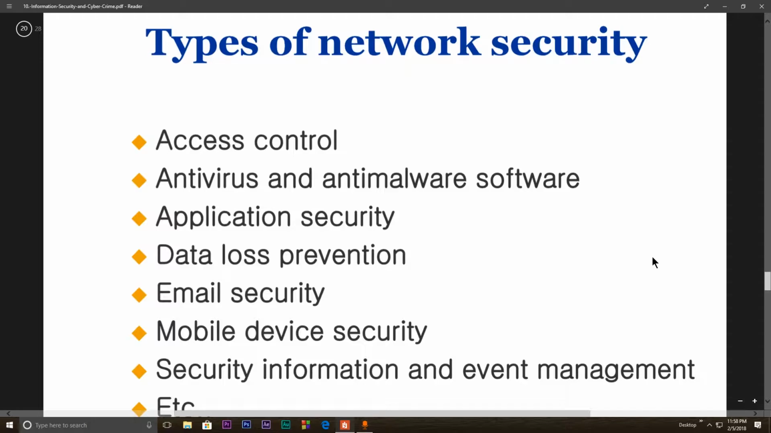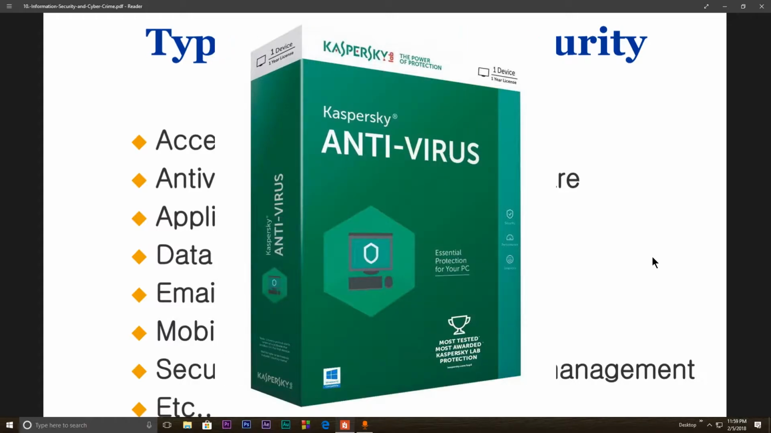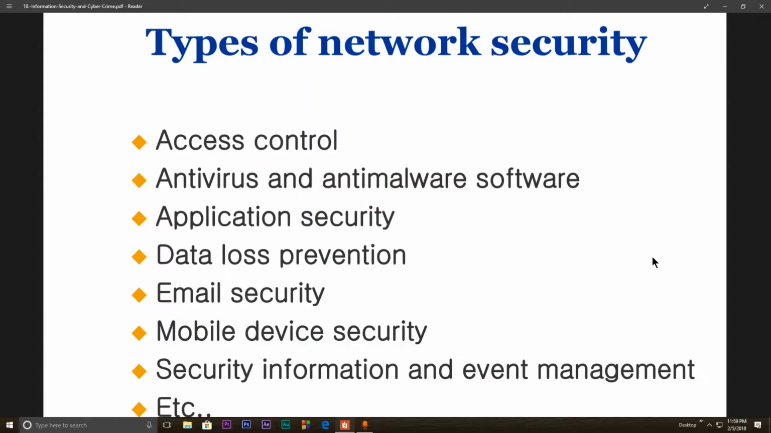Now tell me the types of network security. It has access control. In the personal computer you have complete control over your access. So that is one network security. You have security using antivirus or any anti-malware software, and you have application security, data loss prevention, email security, mobile device security, which is also very important.